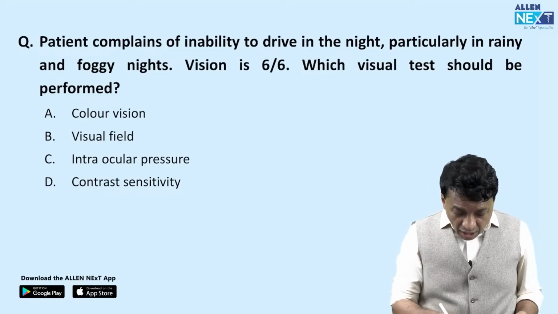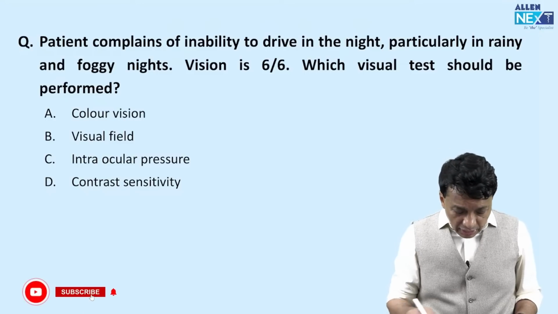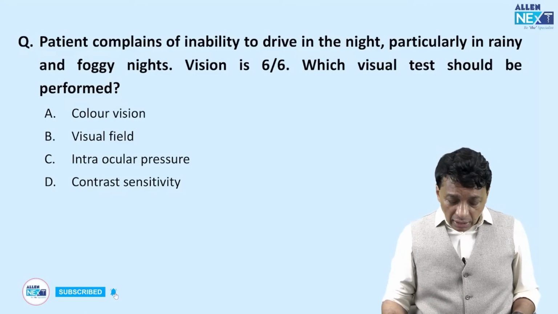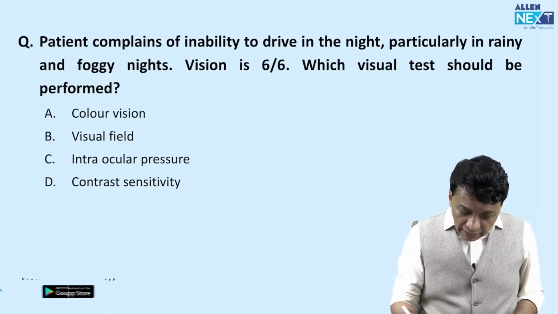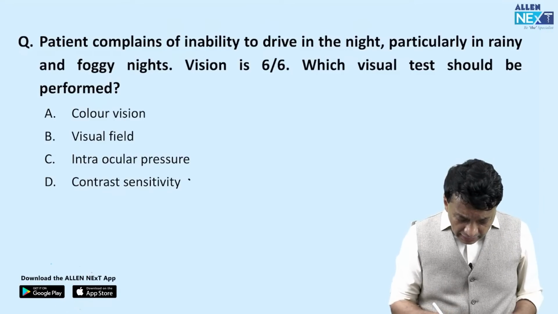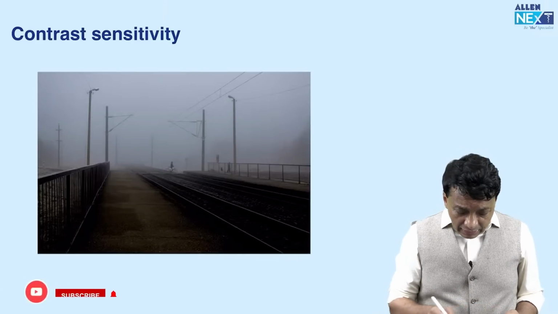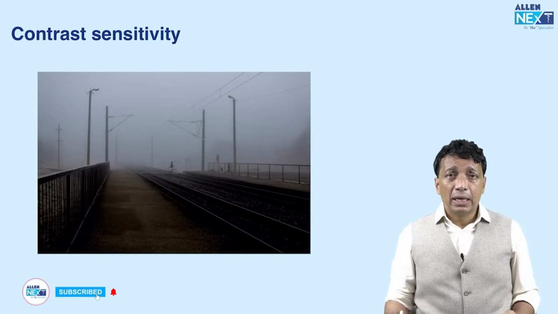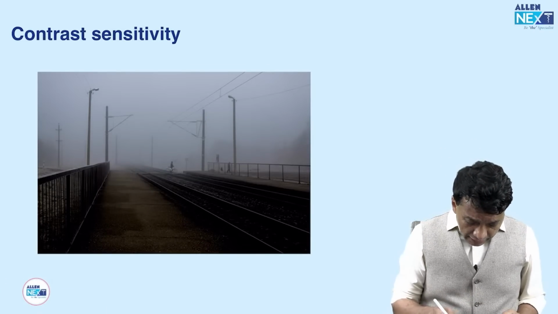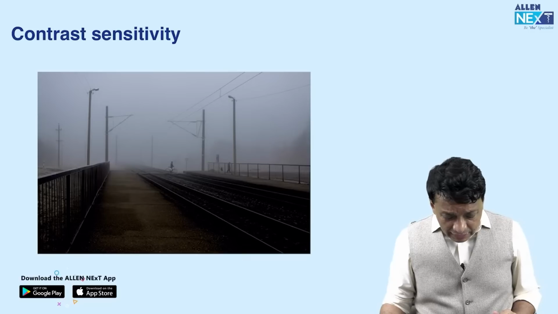Color vision, but remember it's dark, it's night, so it doesn't matter much. Visual field is important for driving, but remember the question is rainy and foggy nights. The answer here is contrast sensitivity. We can see it clearly here, ladies and gentlemen, you can see the fog enveloping the railway line here.